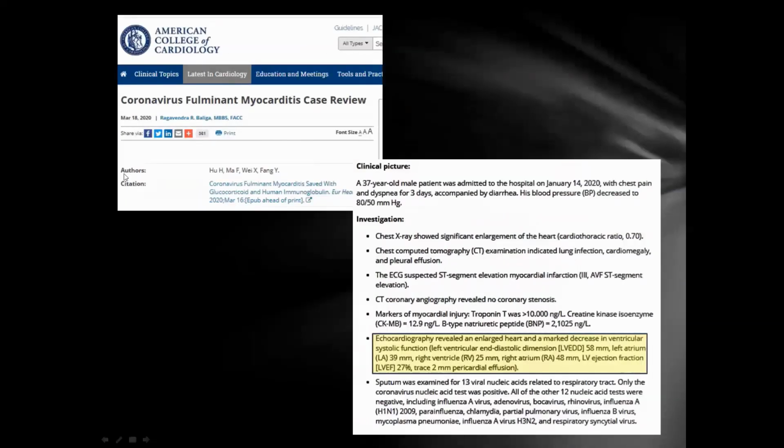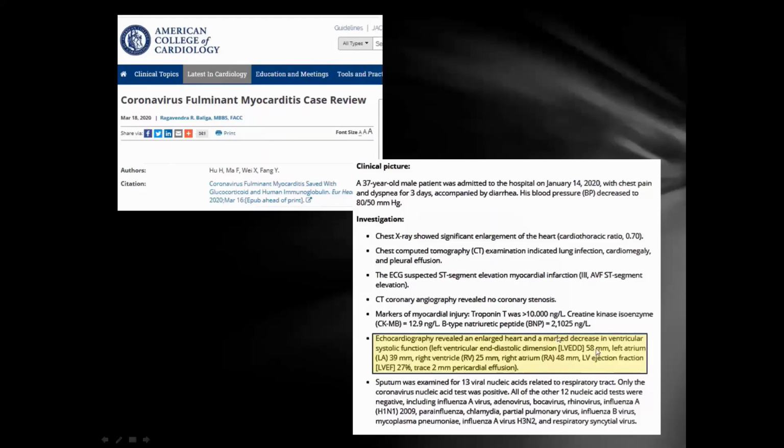And another description here, just to show you the mysterious part when we're looking from an echo perspective, knowing that some of these folks may or may not get MRIs very quickly. Coronavirus fulminant myocarditis case review. This is just a single case, but it is in JACC. That's a pretty reliable peer-reviewed journal, to say the least. Here, chest X-ray showed enlargement. Not a lot of specificity. There was no coronary stenosis by CT angio, but here echocardiography revealed enlarged heart, marked decrease in ventricular function.